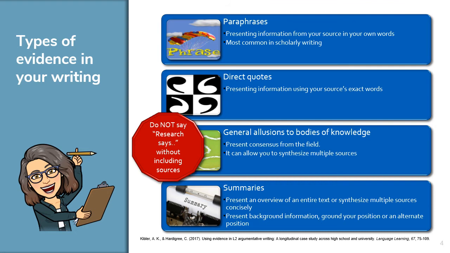The fourth way that evidence can be used in your writing is in summarizing. So you might present an overview of an entire text or study, or you might synthesize multiple sources concisely, and you can use summaries to provide background information or ground your position, or even an alternate position that you might be arguing against.